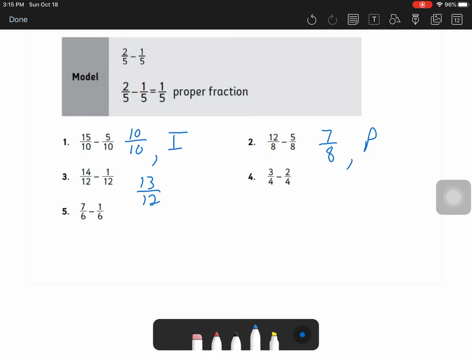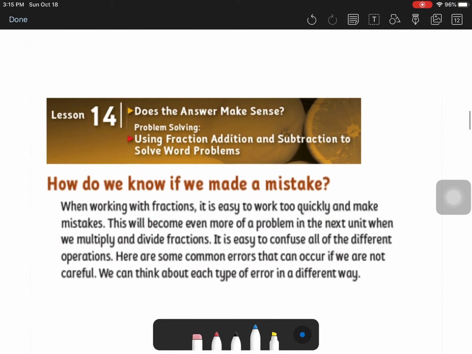14 minus 1 is 13. 13/12, that one is improper. 3/4 minus 2/4 is going to equal 1/4. That is a proper fraction. And 7/6 minus 1/6 is going to be 6/6. That is improper. Same top and bottom number.